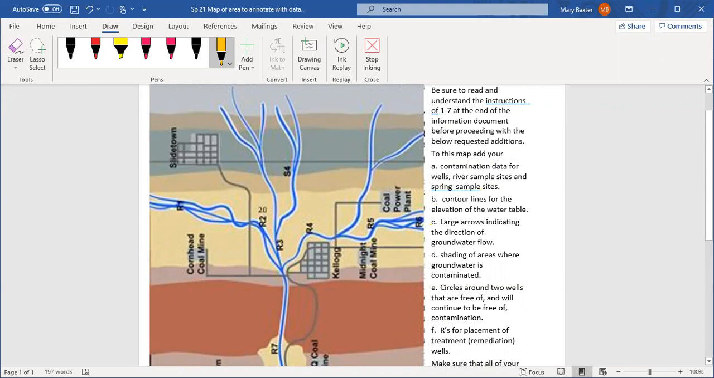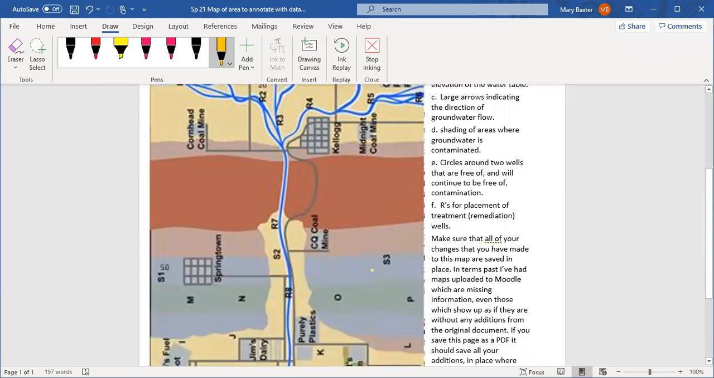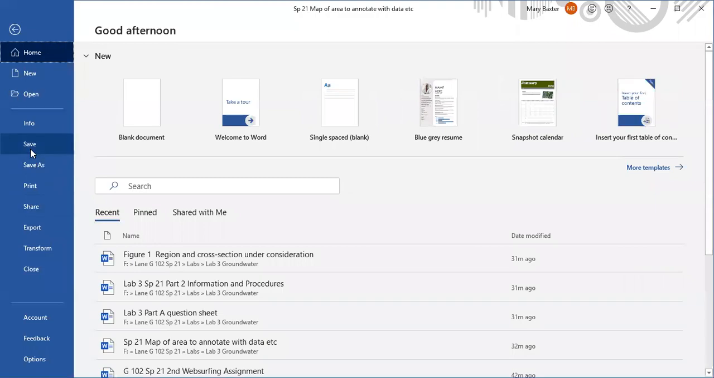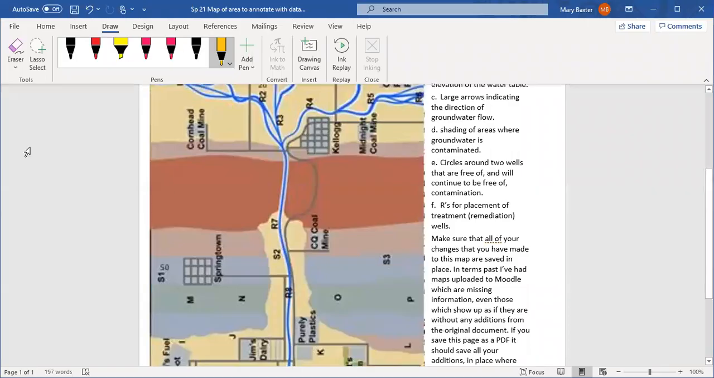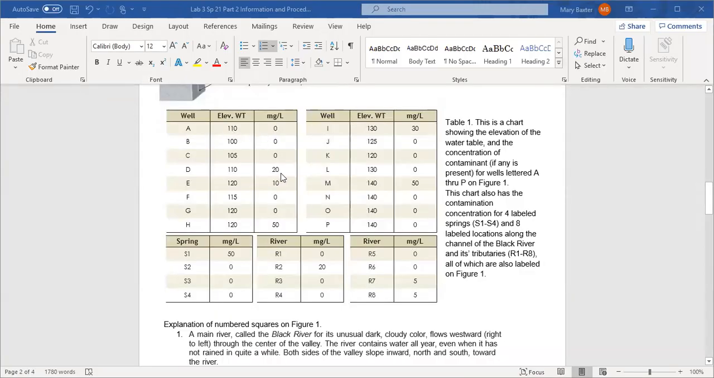Okay. So the contamination data, not every spot detected contamination, right? So I'm going to save this real quick. And then go back into the informational document again. So this contamination data, well D and E have some contaminant, and well H has contaminant, I and M. So most of them don't have contaminant. You don't have to mark those, right? You don't have to put zeros next to all the wells that don't have anything in them.